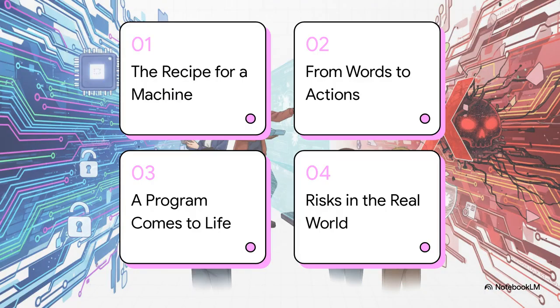And here's our game plan for today. First, we're going to start with a simple analogy, thinking of software as a recipe for a machine. Then we'll look at how our words get turned into machine actions. We'll follow a super simple program to see how it all works together, and then we'll get into the messy part, the very real risks that pop up in the real world.